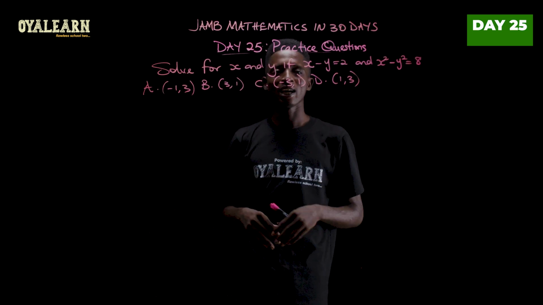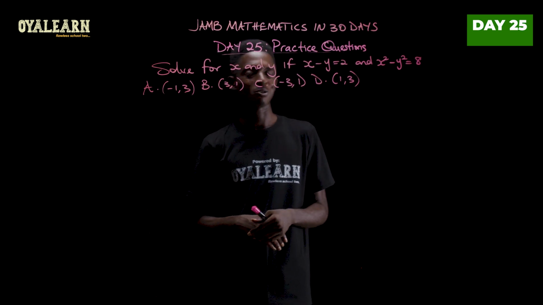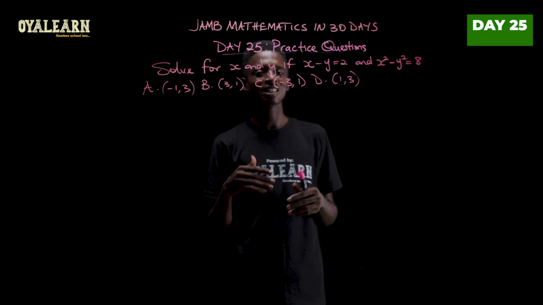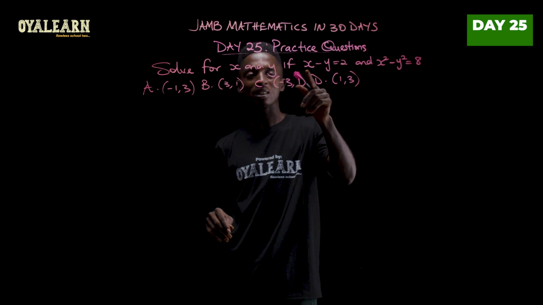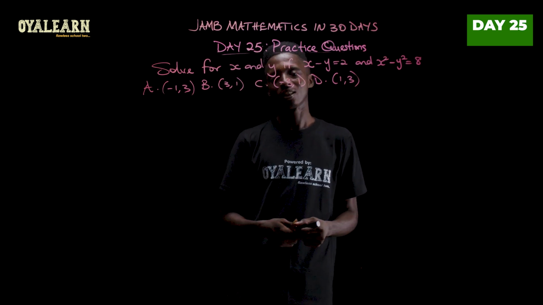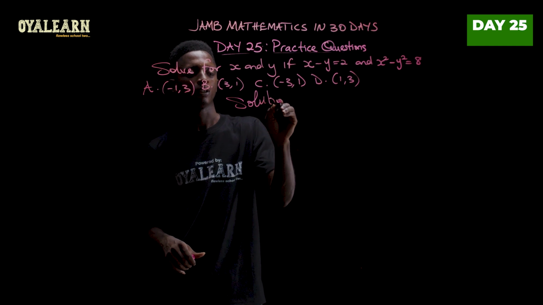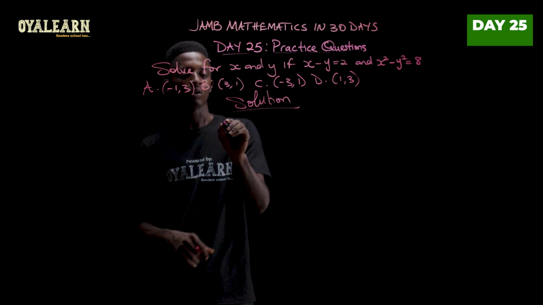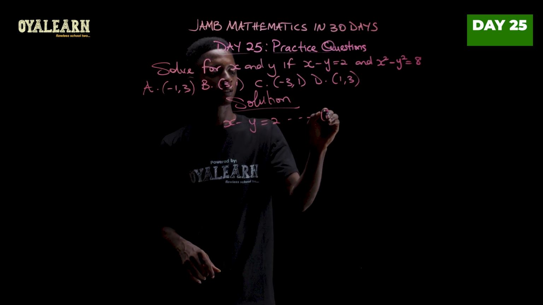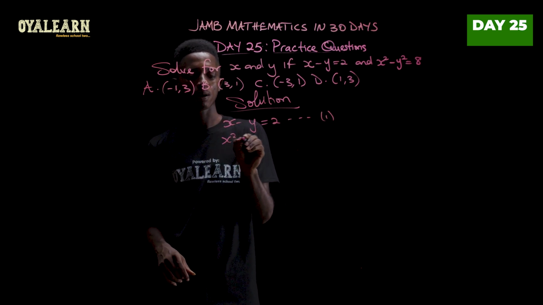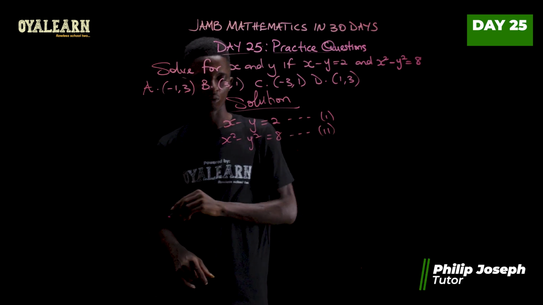Solve for x and y if x minus y equals 2 and x squared minus y squared equals 8. So we see that this is an equation that we have to solve simultaneously, noting that one of them is linear and the other is quadratic. So let's solve. So x minus y equals 2, we call that equation 1. And then x squared minus y squared equals 8, let's call that equation 2.